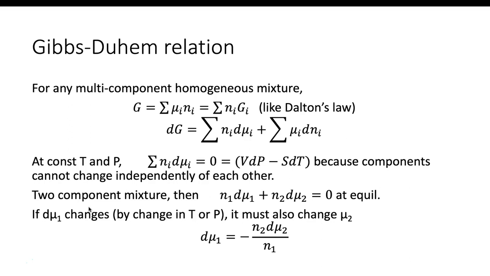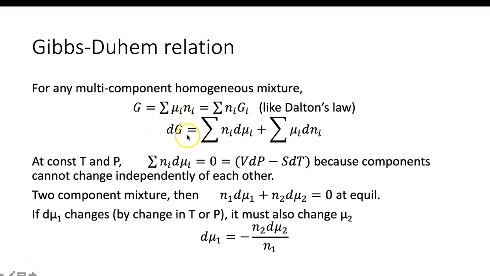Now, the last thing we're going to talk about is the Gibbs-Duhem relation, which establishes the idea that the chemical potential does not change independently within a system. So if we have, and in this case it can be phases, that's probably the easiest way to think about it, any multi-component homogeneous mixture, we can expand G in terms of the sums of chemical potential times n.